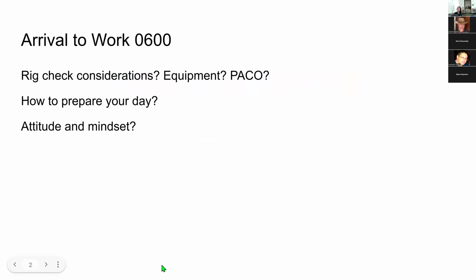All right, so you arrived to work at 6 a.m. What are some rig check considerations in terms of equipment in general, oxygen, that you're thinking about when you first get to work? Yep, do you have a full tank of oxygen? Yep, all the tubing. Yep, all your masks. Is your suction prepared? Yep, medications. Is it clean?